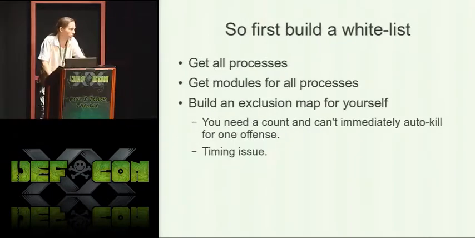So first, you could build a white list. You could get a list of all processes, all modules in all processes, and that's essentially your exclusion list. And then you've got the rest of memory to check out and see if it's in use, see what permissions it has, see if it has simple headers or structures.